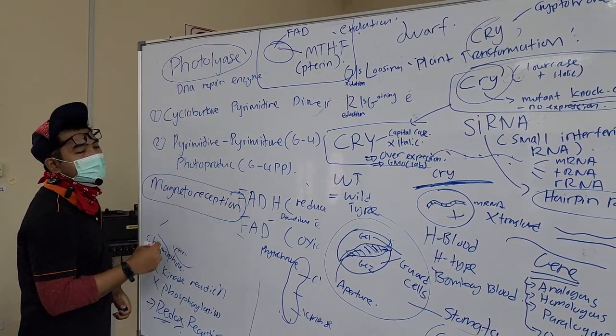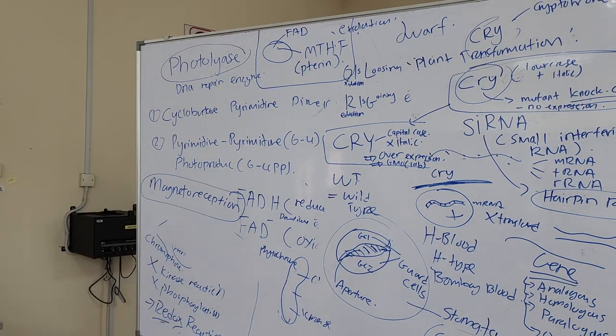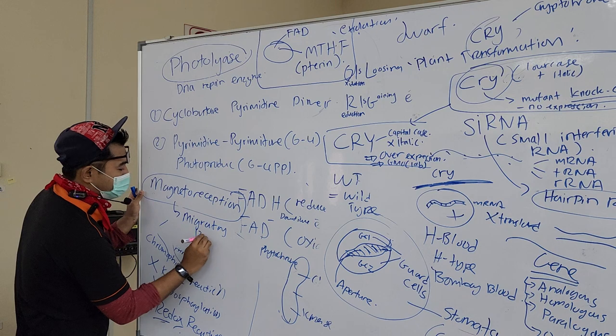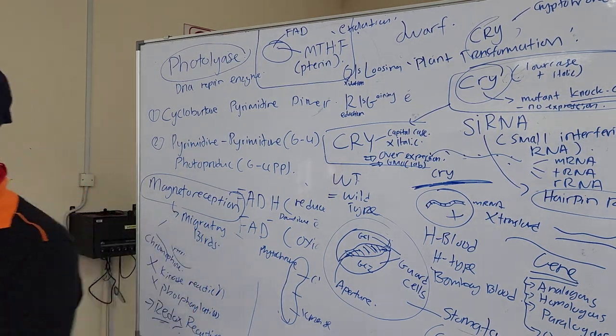Have you heard this before? Magnetoreception. How do the turtles know to come back to the kampung to lay eggs? Does the turtle have GPS? Does the turtle have Waze? Or Google Maps? In 500 meters, turn right. So how do animals know? So this is very important for migratory birds. Okay, how does it work?